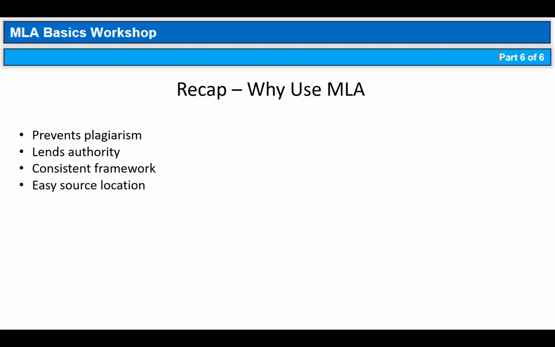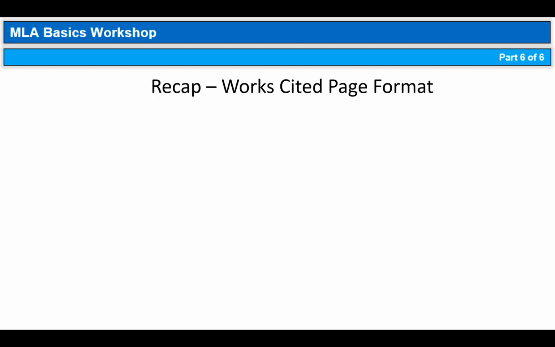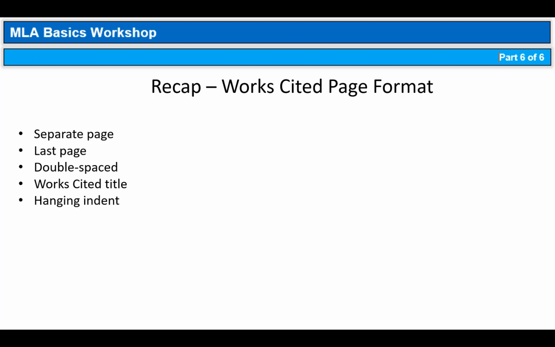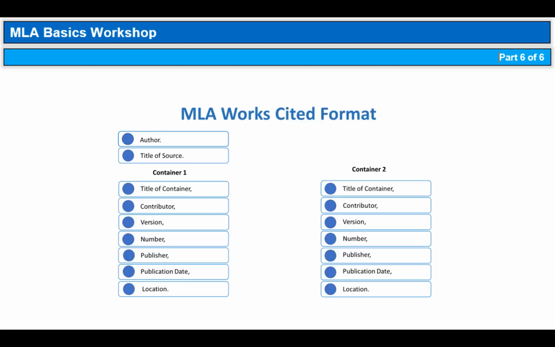A few concepts to keep in mind for formatting the Works Cited page are that it is a separate page or pages, it's the last page or pages of your essay, it's double-spaced throughout, the words Works Cited appear centered at the top, the citations use a hanging indent, and the citations are in alphabetical order by author's last name. Remember, MLA uses the container system, so you might want to keep a copy for your records.